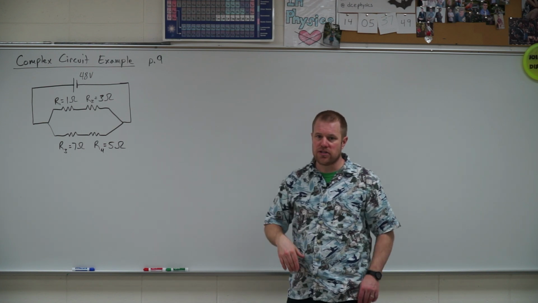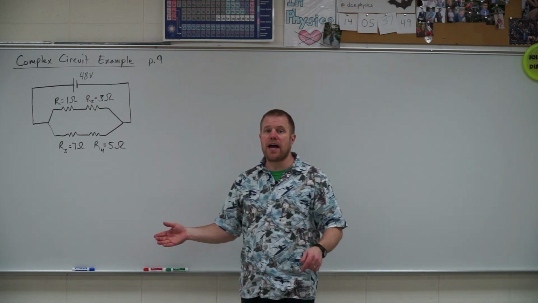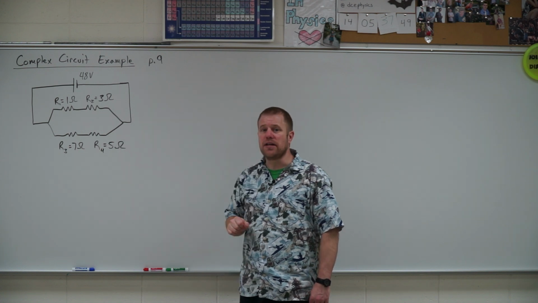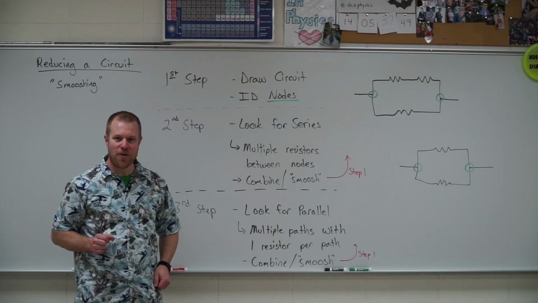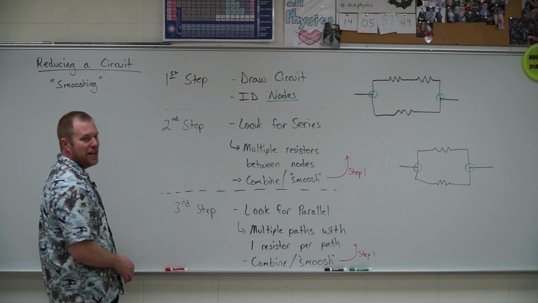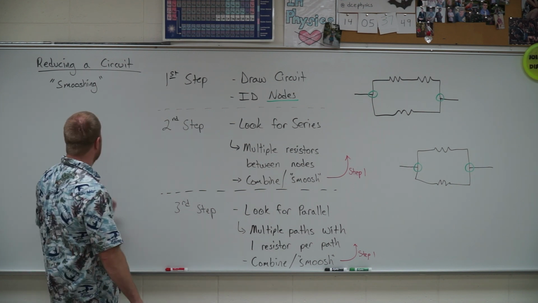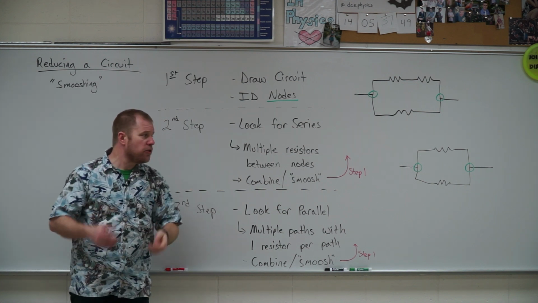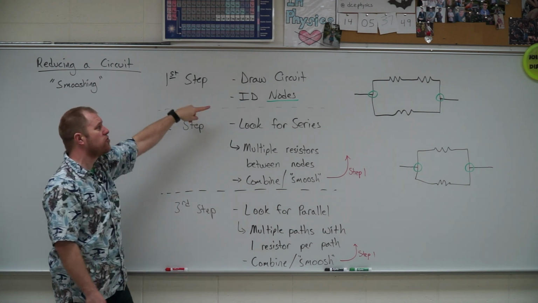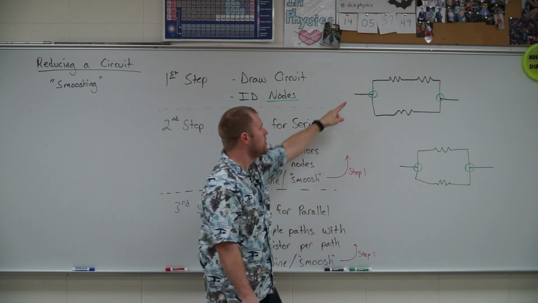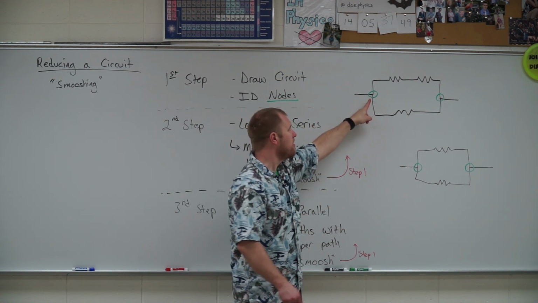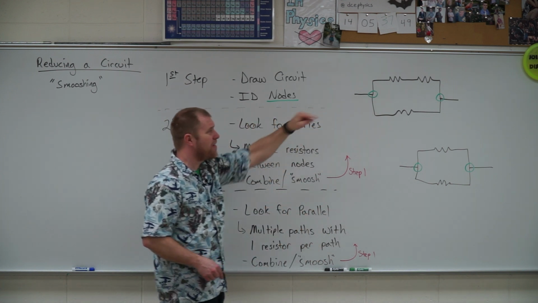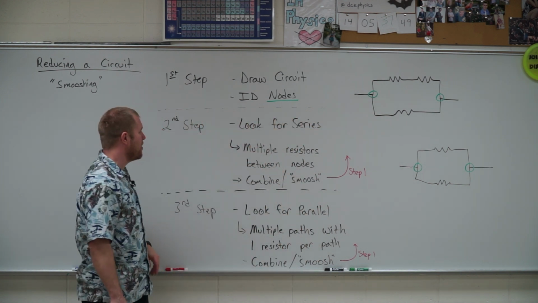Before we get started, let's take a sidetrack here and remember what the things are that we're looking for. If you need a refresher on the rules, let's refresh them quick. If you don't, just skip ahead a little bit. When we want to reduce a circuit, we want to smoosh those parts together. The first thing you need to do is draw your circuit and identify your nodes. Your nodes are the places where you have 3 or more wires coming together. I like to just circle them in green here on the board.